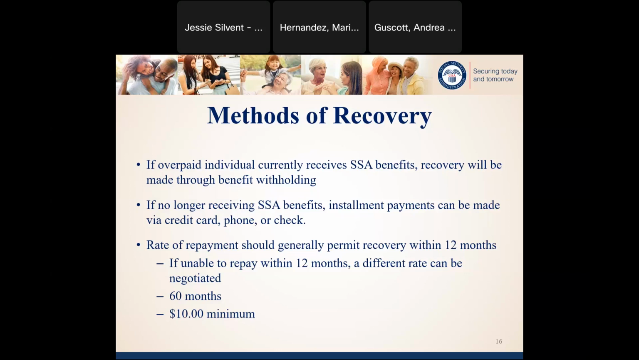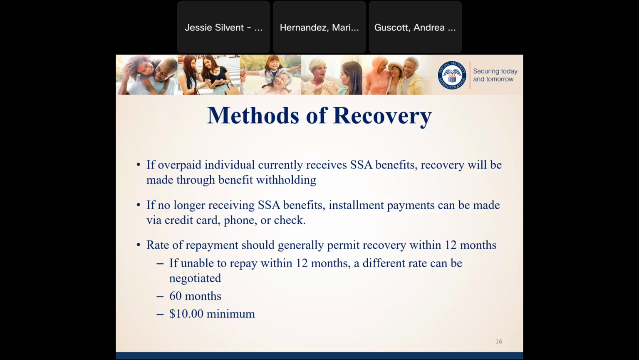If someone comes to an installment agreement with Social Security, they will receive monthly notices regarding the current balance and how to remit the payment. That information provided includes the phone number if they want to pay over the phone, or who the check can be made payable to, and how to arrange payment via credit card. And we do work with people to try and recover the overpayment within 12 months. However, if they are unable to repay in that time period, a different rate can be negotiated, where we can spread out the timeline to 60 months or even as little as $10 per month.